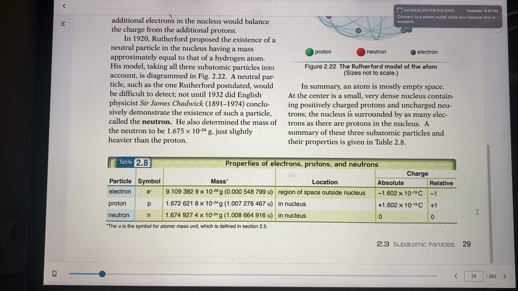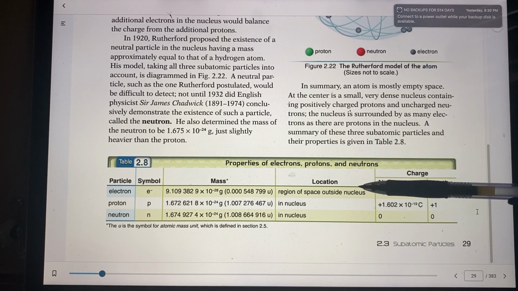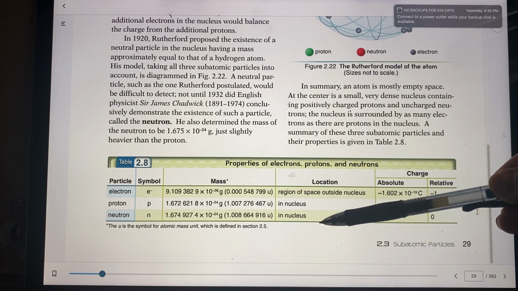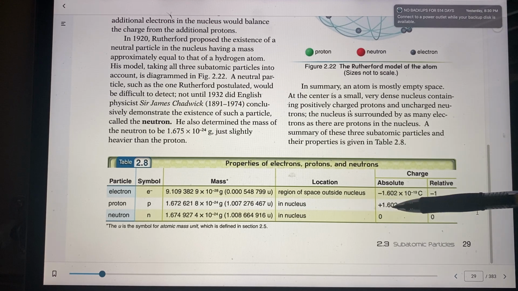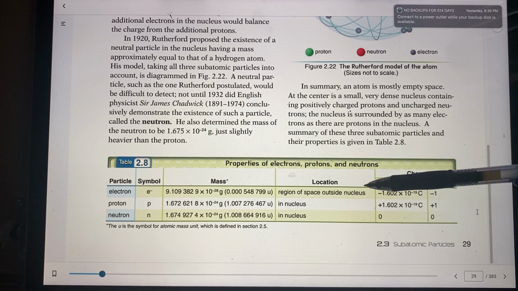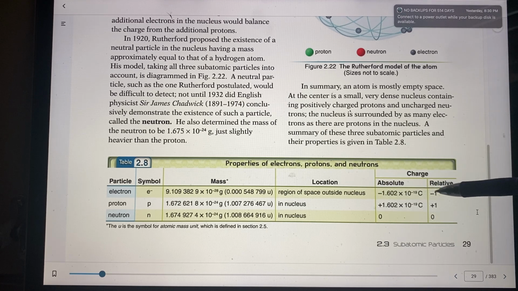The electron is outside of the nucleus, going around it, and then of course the protons and neutrons are in the nucleus. And for the charges, the electron has a negative 1 charge, the proton has a positive 1 charge, and the neutrons are neutral with 0 charge. So you need to know that. Those are all test questions, now that we know about protons, neutrons, and electrons.